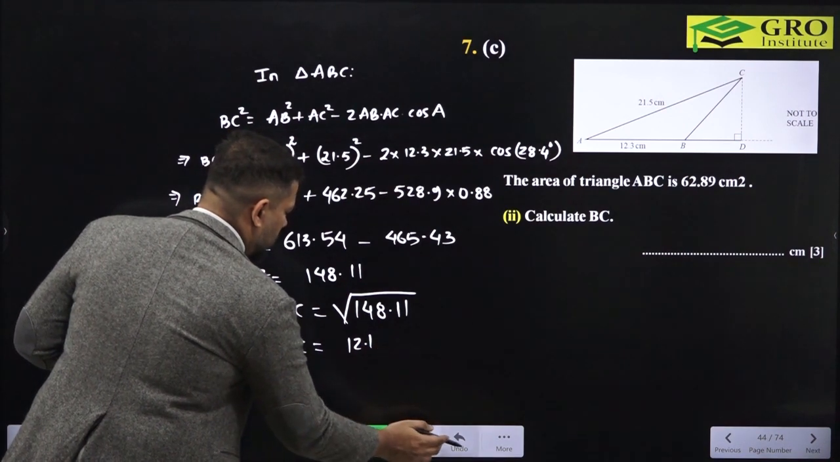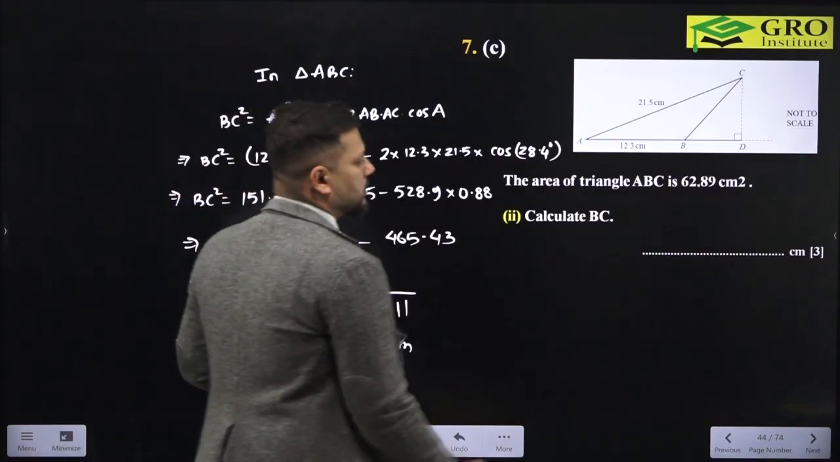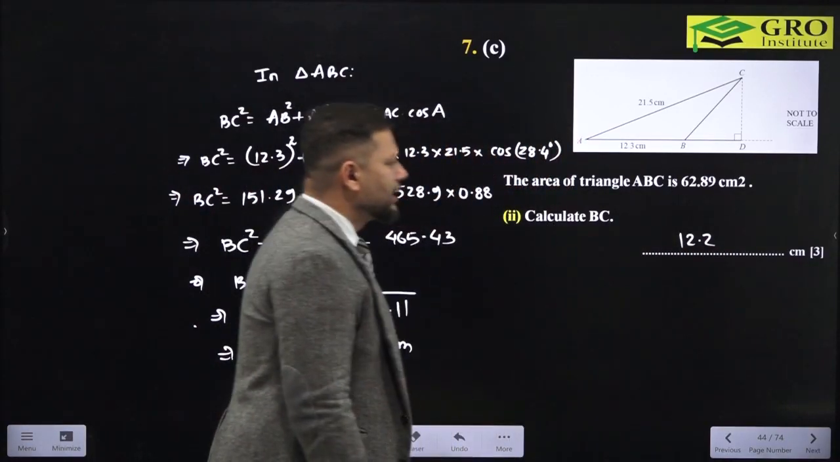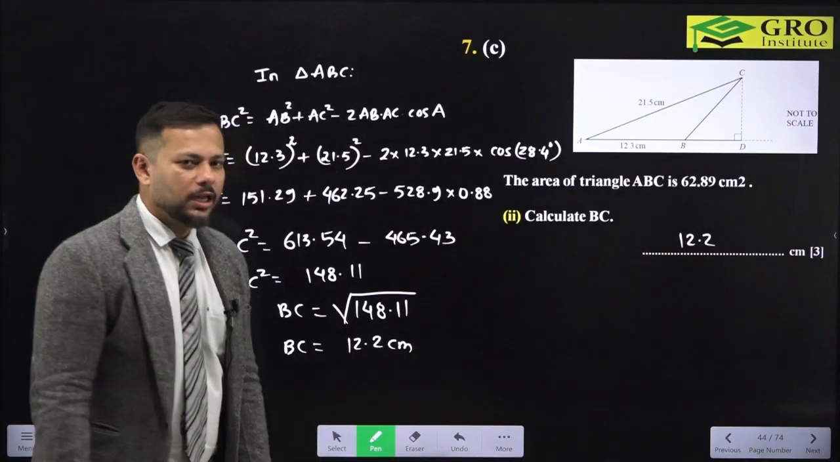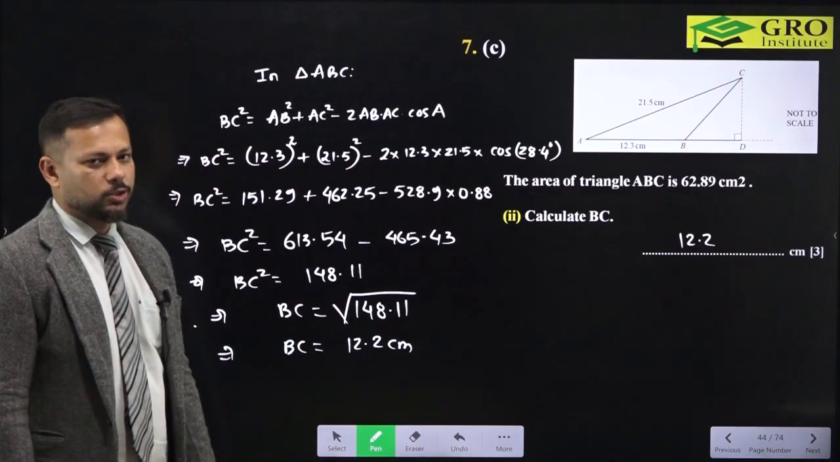Or if we round it off, it will become 12.2 centimeter, guys. So this answer is 12.2 centimeter. I hope you are clear with this calculation. So please note it down, and then we'll move to the next question.